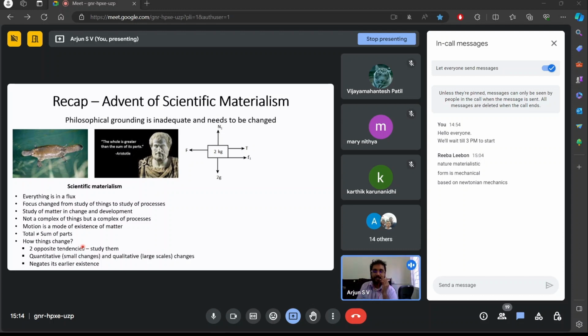By small scale changes, they refer to cell division or cell cycle processes. And by qualitative or large scale changes, they refer to evolutionary processes, which happen over a large period of time to a large number of species. And since scientific materialism focuses more on change.